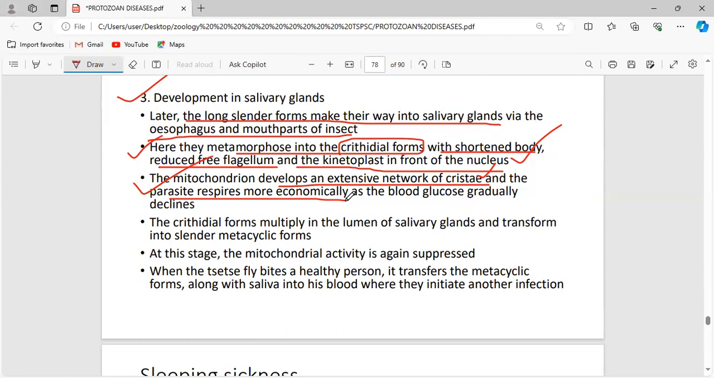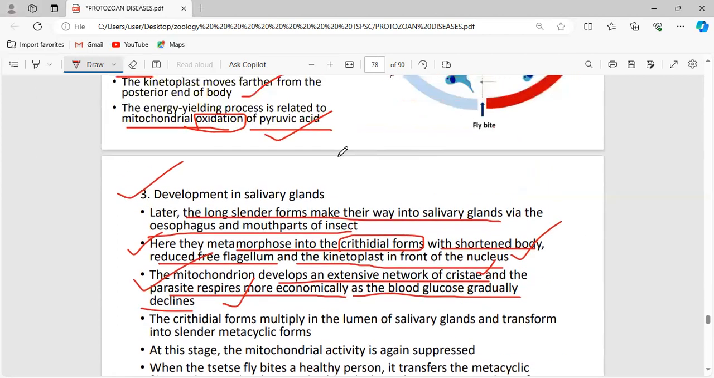As I said, once it regains its structure called the cristae, the mitochondria becomes active. If the mitochondria wants to become active, besides the cristae, it also needs oxygen for its survival. So at this stage, they are going to respire more as the blood glucose gradually declines. See, as I said, glucose is converted into pyruvic acid with the process of glycolysis. This is glycolysis, and this is an anaerobic process. These are all the things you have to remember.